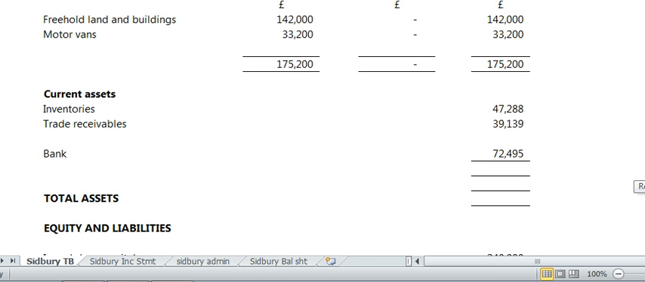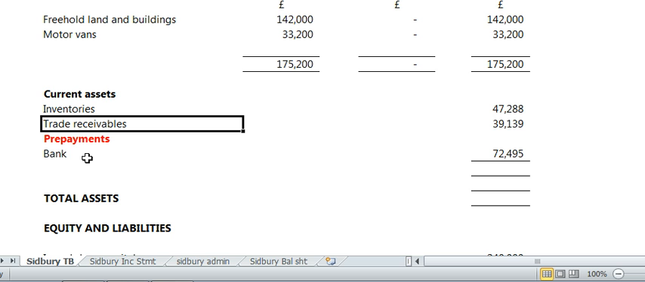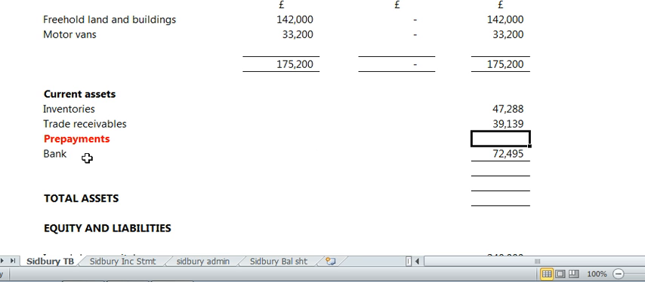Okay, but let's look at current assets. We still list our assets in order: the one that takes the longest to turn into cash goes first. Inventories, trade receivables, but there's a gap there now, and the gap is for your prepayments. Prepayments, remember, you've paid an amount in advance, so you're due to receive something in the future. It's a little bit like the trade receivables. Your customers owe you, so it's similar. Put it in there.